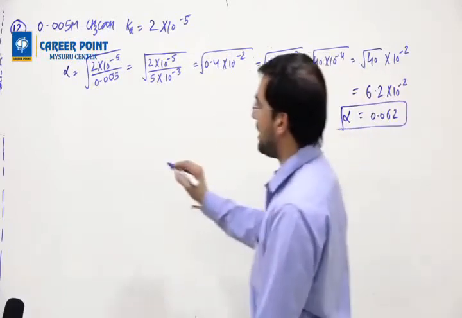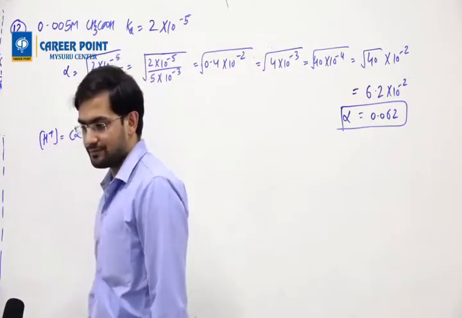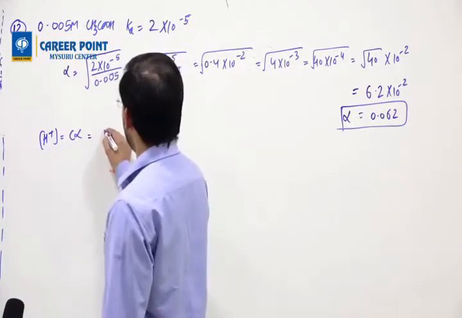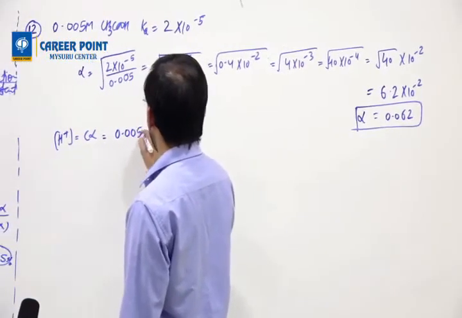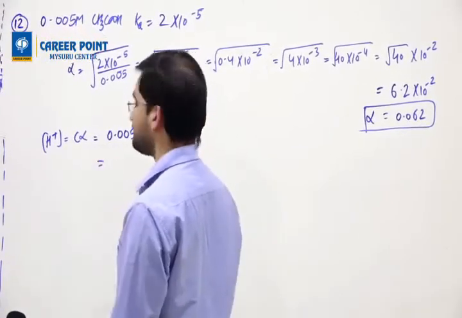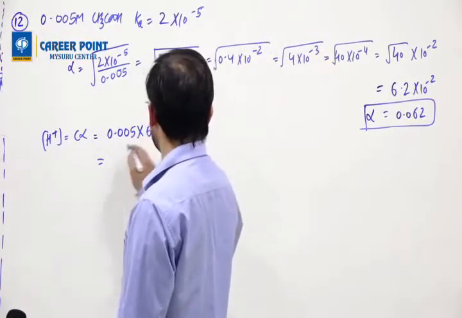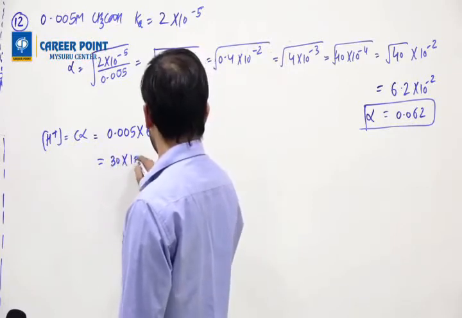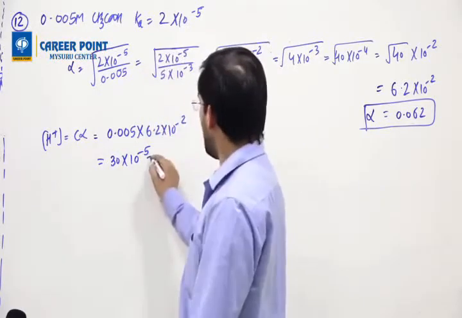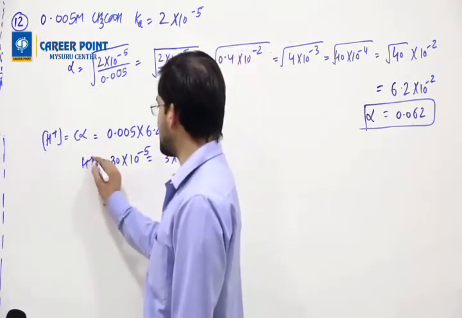Okay. Once you get alpha, then H plus equals C alpha. C is 0.005 into 6.2 into 10 power minus 2. Correct? Now, 5 6s are 30 into 10 power minus 5, or 3 into 10 power minus 4. This is your H plus.